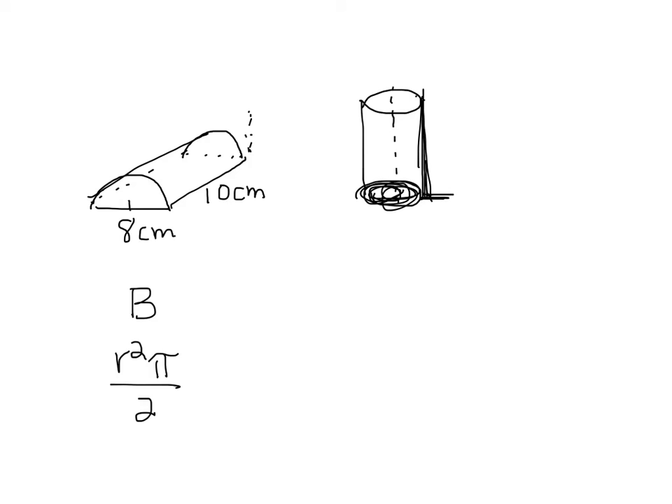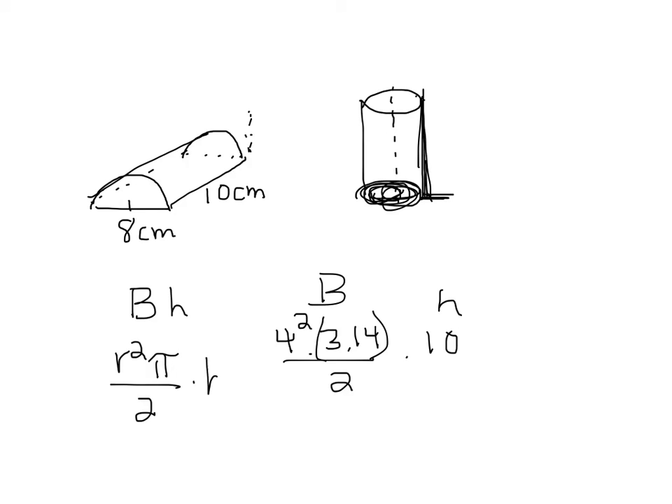So the radius in this would be 4 squared times 3.14, and then we're going to divide that by 2, and when we're done we will multiply the whole thing, because this is capital B base times the height. Capital B base is a circle, only this time it's half of a circle.